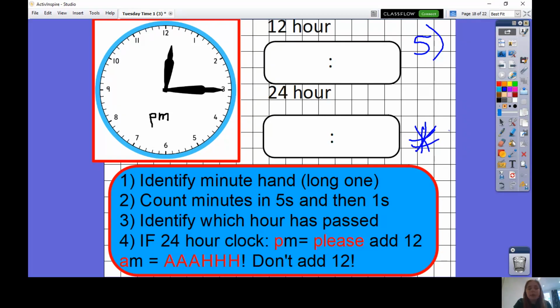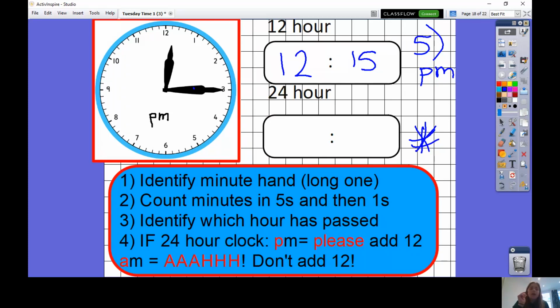Okay, so 12-hour clock should have been fairly straightforward. Identify the minute hand, that's this one. Count in fives, that's 15. What hour have I just gone past? That's 12:15 p.m. Okay, I've put this one in red because 12 is the only hour that's different.